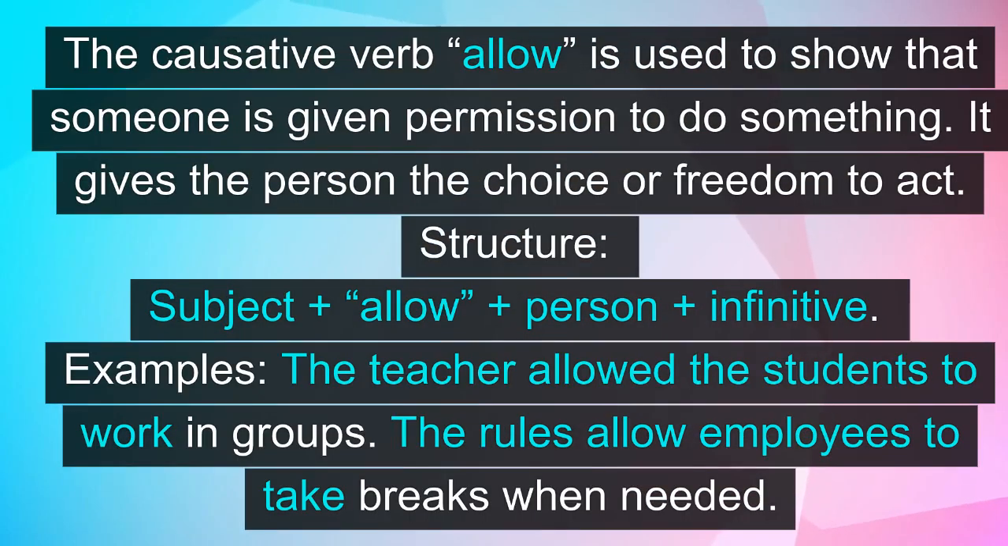The causative verb allow is used to show that someone is given permission to do something. It gives the person the choice or freedom to act. Structure: subject plus allow, plus person plus infinitive. Examples: The teacher allowed the students to work in groups. The rules allow employees to take breaks when needed.